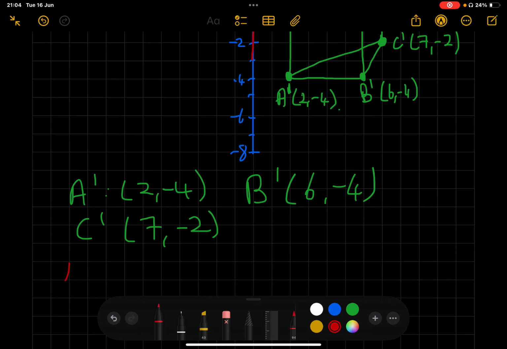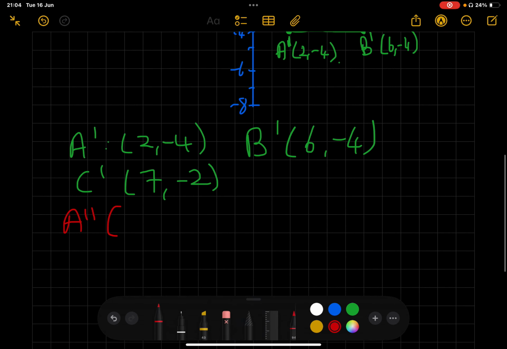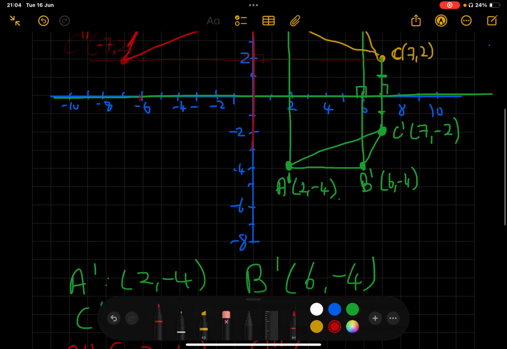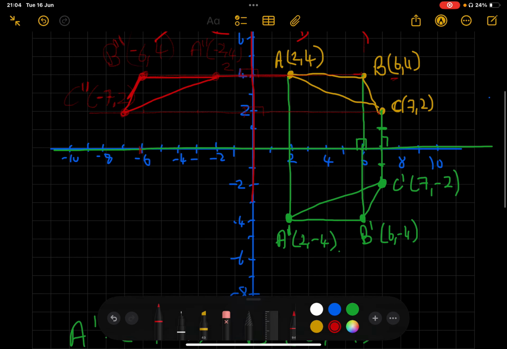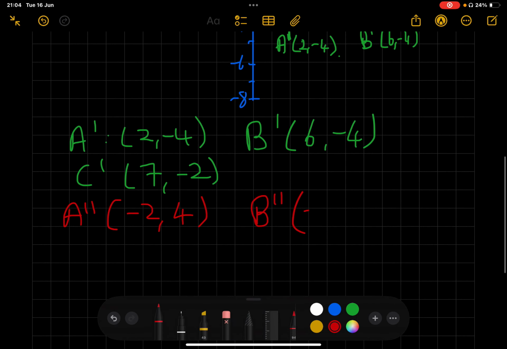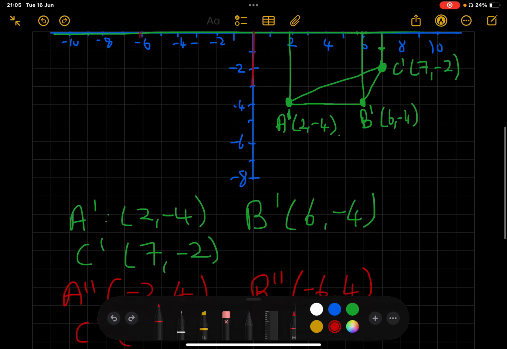And then A prime prime. So when we reflected through the y-axis, we flipped over here. A prime prime became minus 2, 4. So the x value changed when we reflected through the y-axis. B prime prime, right? We flipped from here to here. So we get minus 6, 4. And C prime prime was flipped from here to over here. So we get minus 7, 2.